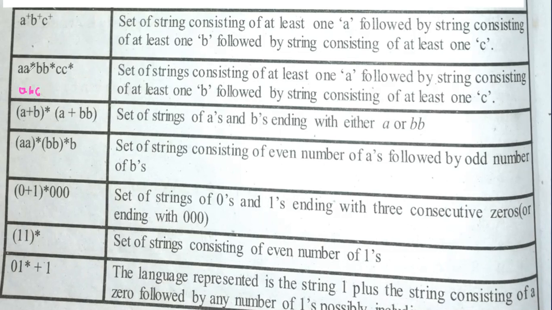ABC is fixed exactly. A is followed by any number of A's, then one B is followed by any number of B's, and one C followed by any number of C's exactly. Because the star is applicable only to the last C, last B, and last A exactly.